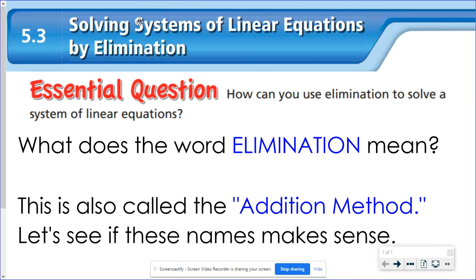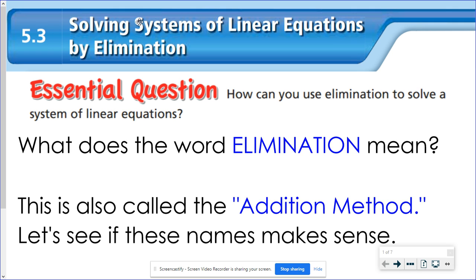Hello, math students. Today we're going to start working on our third method for solving systems of equations. To be perfectly honest, it's my favorite way to solve systems. Graphing is great for starting because you know how to graph. It gives you a visual of what you're doing. Substitution is really nice if you have nice problems and it's easy to solve for one variable.